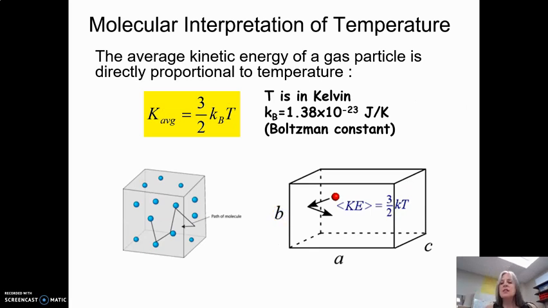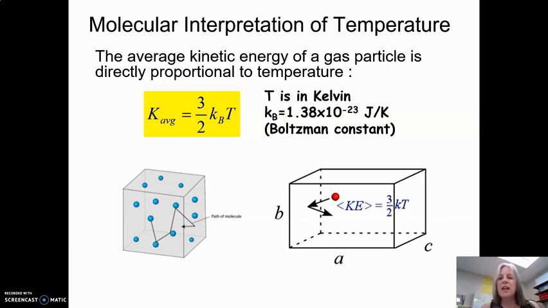So here is an equation. You'll find this on your equation sheet. The average kinetic energy of a gas molecule is 3/2 k_B times T. T, temperature, has to be in Kelvin. Anytime we're working with gases, if you did chemistry and gas laws, you know your temperatures have to be in Kelvin. k_B is Boltzmann's constant.